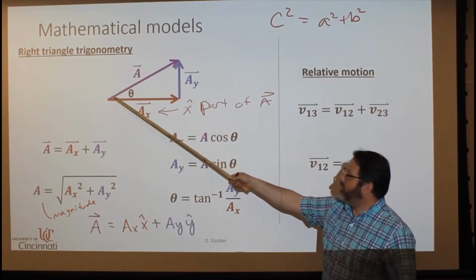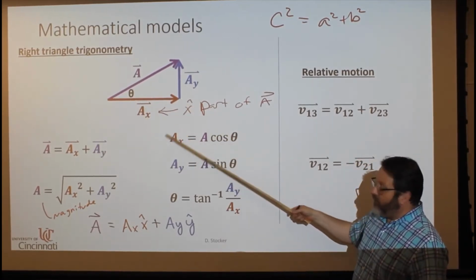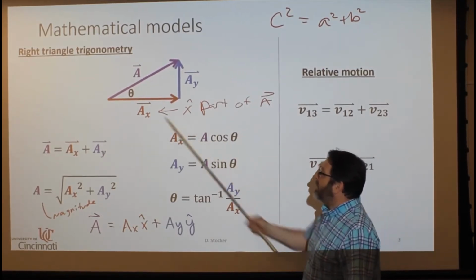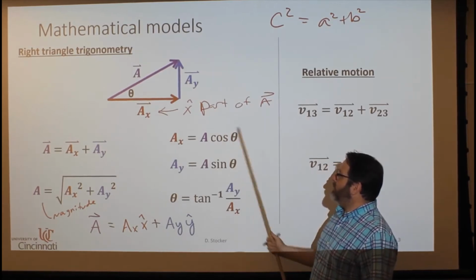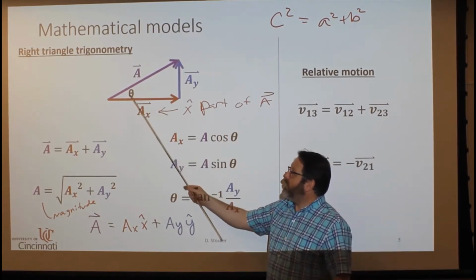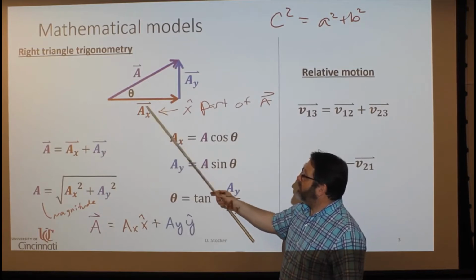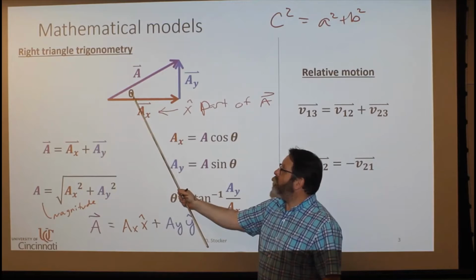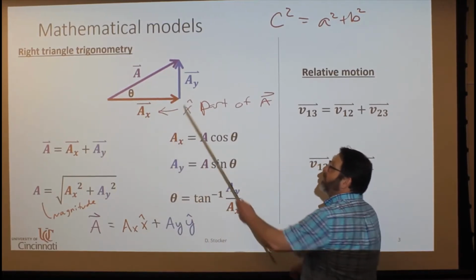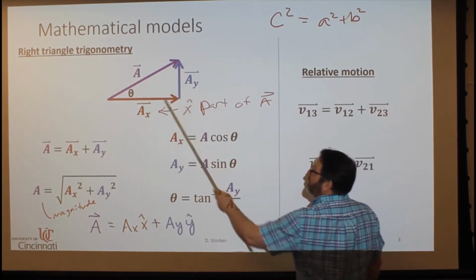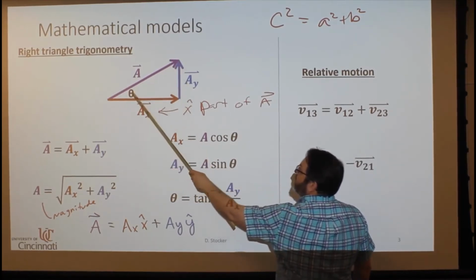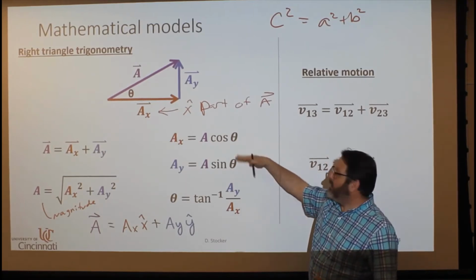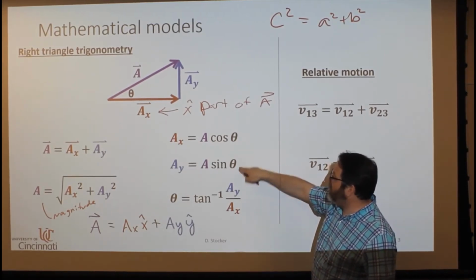AX, so this one here, no vector, so the magnitude of AX is the magnitude of A times the cosine of the angle theta. So the angle theta is here, so that's the magnitude. The magnitude of this side is the magnitude of the hypotenuse times the cosine of that angle. The magnitude of the opposite side is the magnitude of the hypotenuse times the sine of that angle. That's what this is. These are the SOHCAHTOA. This one is SOHCAHTOA.